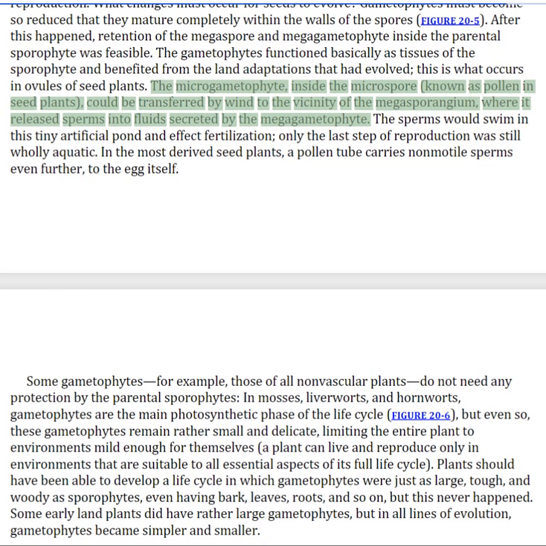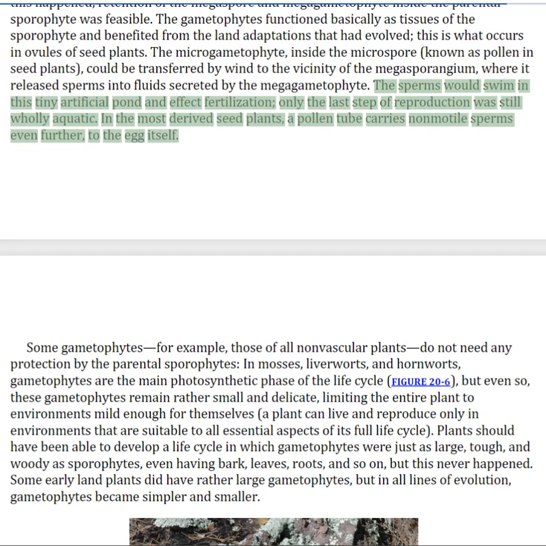The microgametophyte, inside the microspore, could be transferred by wind to the vicinity of the megasporangium, where it released sperms into fluids secreted by the megagametophyte. The sperms would swim in this tiny artificial pond and effect fertilization. Only the last step of reproduction was still wholly aquatic. In the most derived seed plants, a pollen tube carries non-motile sperms even further, to the egg itself.